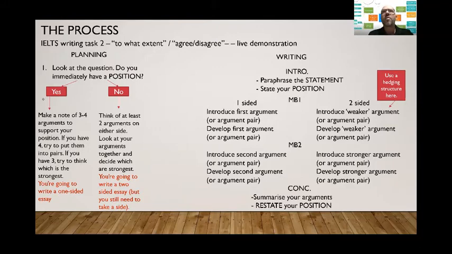If you've only got 3 decent or strong arguments, think about which one's the strongest, because that's probably going to be on its own in one paragraph with the other 2 together in the same paragraph. So if you immediately have a position, if you immediately have an idea and a feeling about the question, then you're going to write a one-sided essay, and you don't need to talk about the other side. You've just got lots of strong arguments of your own.